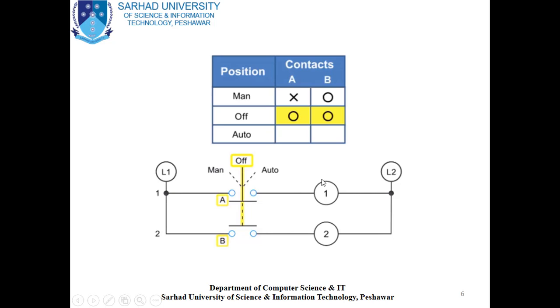In this case, the light will be off. If we consider 1 and 2 as a light, so these lights will be off. Switching to the next slide.